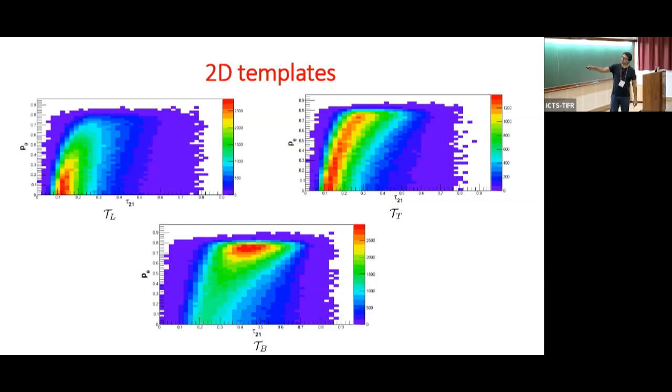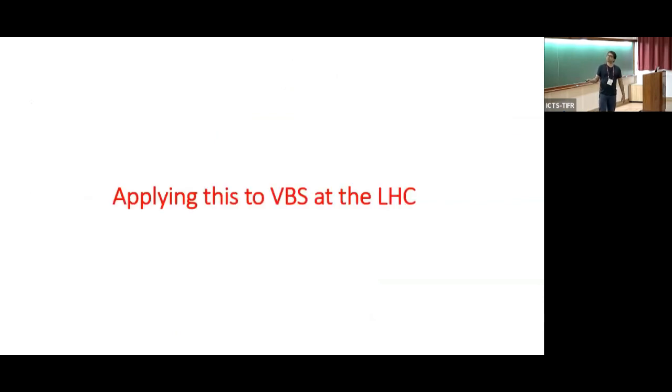Because if I just applied a cut here to reject background, then the distributions for, let's say, longitudinal, transverse, and the background do not look all that different. But if I look at the 2D correlations, I really see that there are very big differences. So instead of using 1D templates, we actually end up using these 2D templates to discriminate.